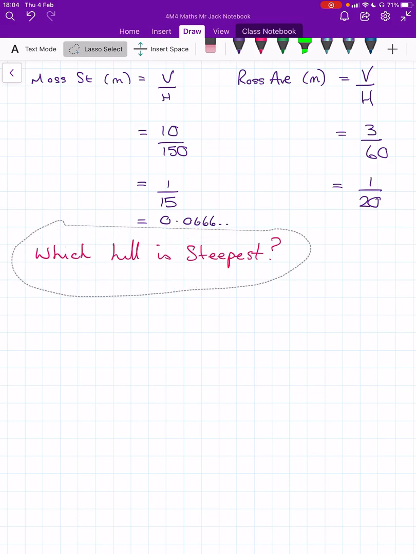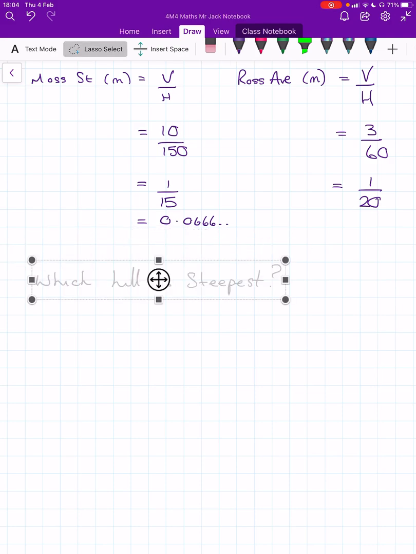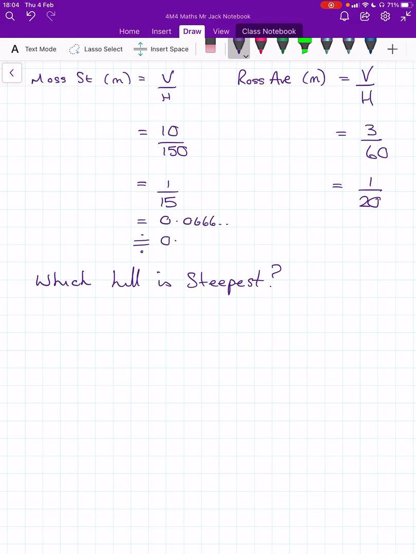Yep, so that would round to, will we give it to 3 decimal places? So 0.067, that's quite a shallow hill. 1/20, the decimal equivalent over here is 0.05. That's an exact value actually, don't even need to round that one. Okay, so 0.05. Hopefully you can see it's quite easy now to compare those two things.